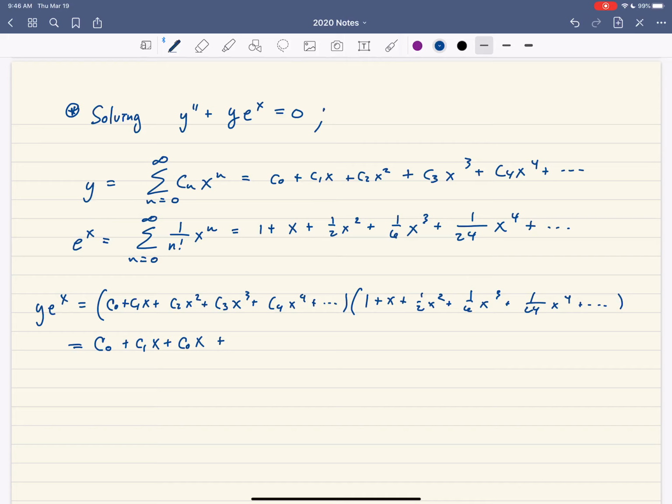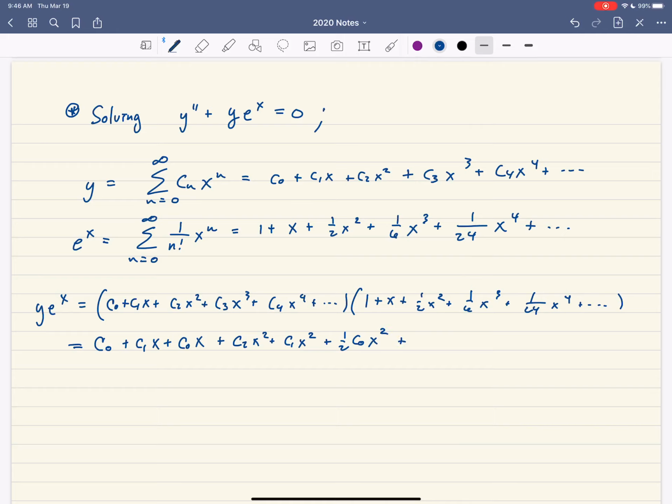And then let's think about how we're going to get a quadratic term. Well, we could take an x squared over here with a constant over there. We could take the product of the two linear terms, or we could take this x squared multiplied by c naught. And so those three terms are going to give us all our quadratic terms. So we're going to have c2x squared plus c1x squared plus 1/2 c naught x squared.